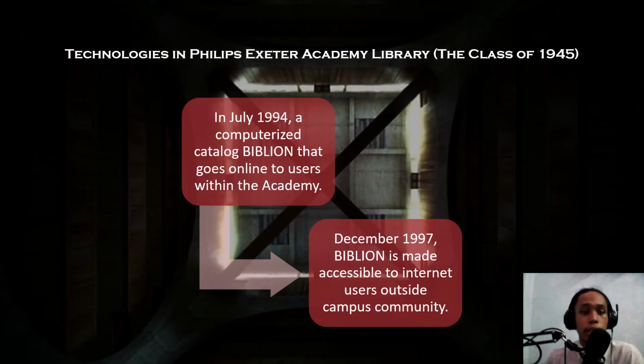This is the technology. In Phillips Exeter Academy Library, or the Class of 1945 Library, they use Biblion. In 1994, a computerized catalog, Biblion, went online to users within the academy. Then, in December 1997, Biblion was made accessible to users outside of the campus community.